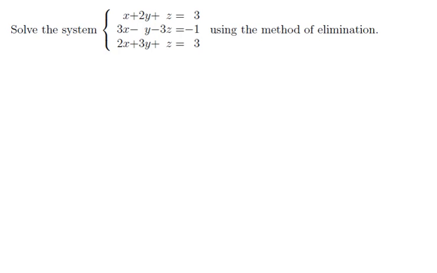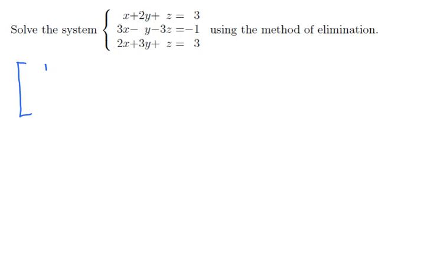Solve the system x plus 2y plus z equals 3, 3x minus y minus 3z equals minus 1, and 2x plus 3y plus z equals 3 using the method of elimination. Let's begin by writing this system of equations as an augmented matrix.